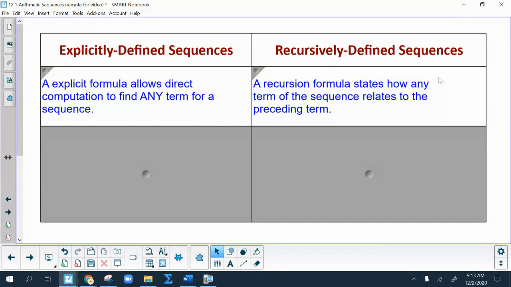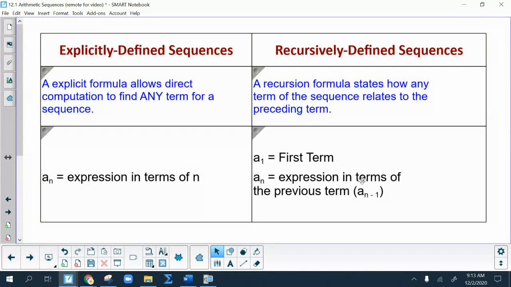And a recursively defined sequence is a formula that requires you to know the term that precedes the one you're looking for, the term that comes before the one you're looking for. This one is not as useful when it comes to arithmetic sequences, but super useful in other situations, and it's actually what computer programs use a lot.